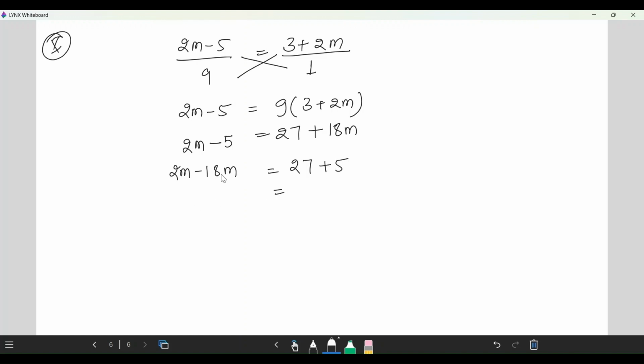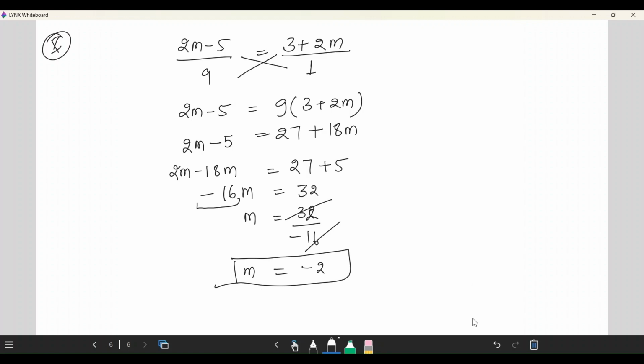So when I subtract 2m minus 18m, what do I get? Minus 16m. And here what do I get? 32. So m is equal to 32 upon minus 16. Okay, because it is in multiplication. If it is in addition or subtraction, it will be transferred to the right hand side and change the sign. But it is in multiplication, so we don't change the sign. So 16 into 32 gives minus 2. So the m value is minus 2.